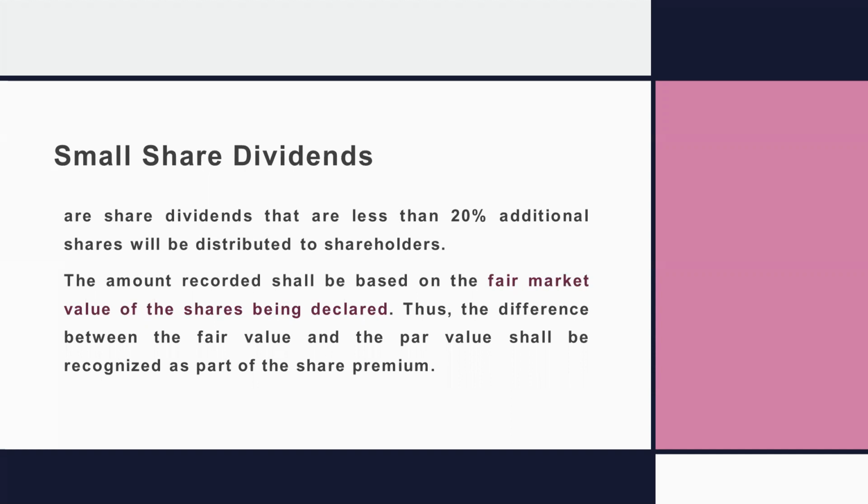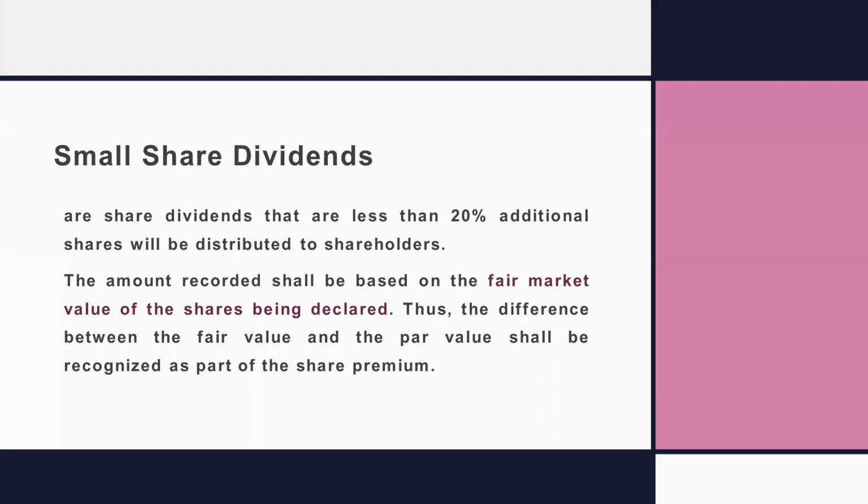For example, the corporation declared 10% share dividends to its shareholders of record on this date. Since the share dividend is only 10%, we can consider it a small share dividend. So what is the significance? Why is it important to know what kind of share dividends the board of directors declared? Is it a small share dividend or a large share dividend? It's because the accounting is different. The amount assigned is different for a small share dividend compared to a large share dividend.